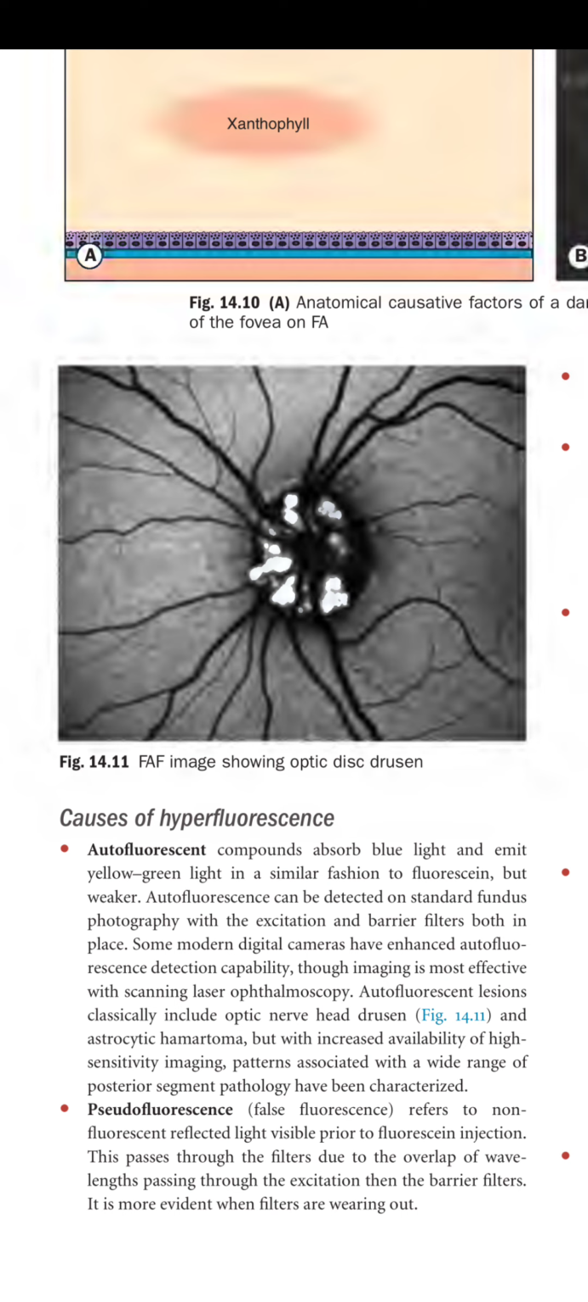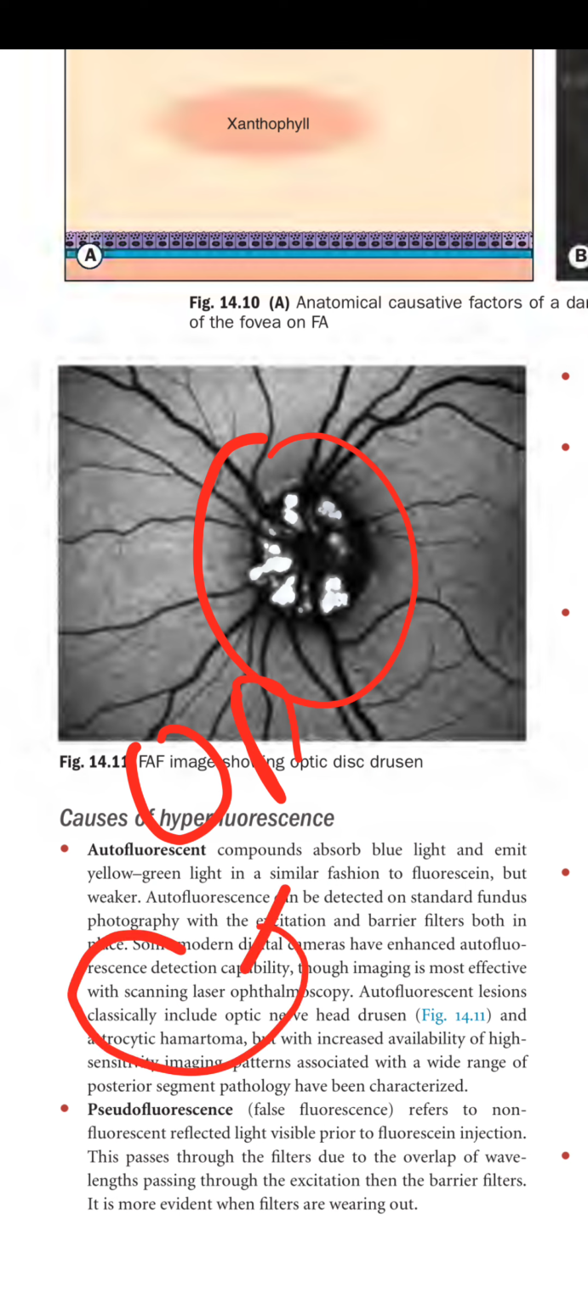This imaging is most effective with scanning laser ophthalmoscopy. Autofluorescent lesions classically include optic nerve head drusen and astrocytic hamartoma, but with increased availability of high-sensitivity imaging, patterns associated with a wide range of posterior segment pathology have been characterized. So certain lesions like optic nerve disc drusen and astrocytic hamartoma have autofluorescent properties.